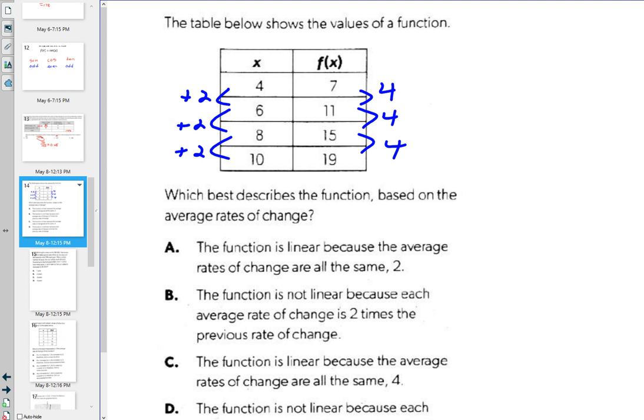If it were to ask you what's the rate of change, well, these are rises, these are runs. What's the rise over run? What's the 4 divided by 2? Yeah, so the function is linear because the average rates of change are about the same. 2.